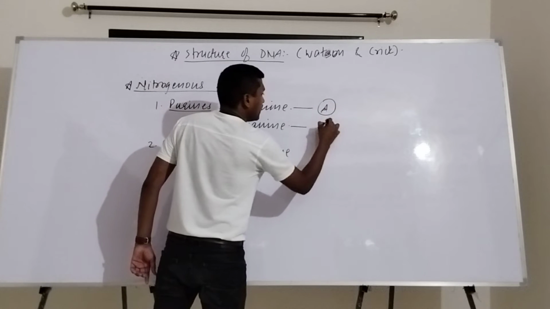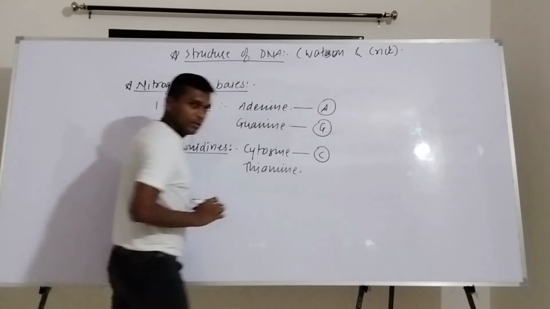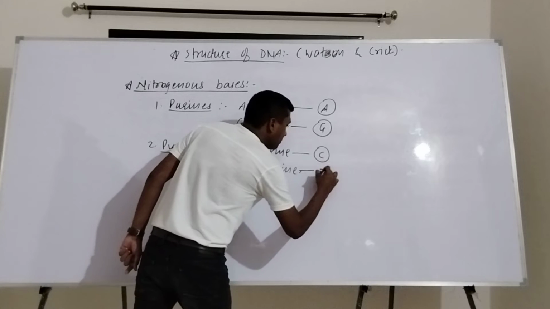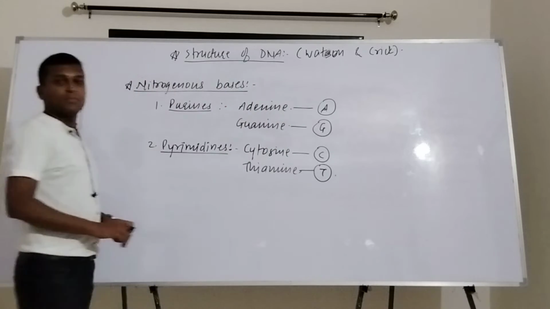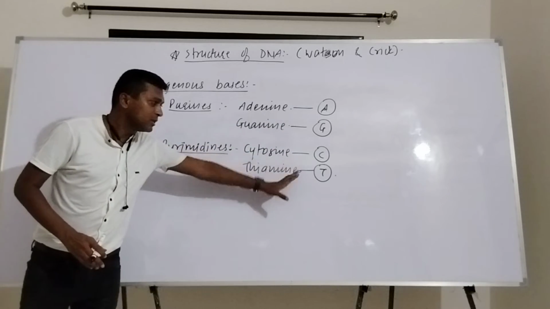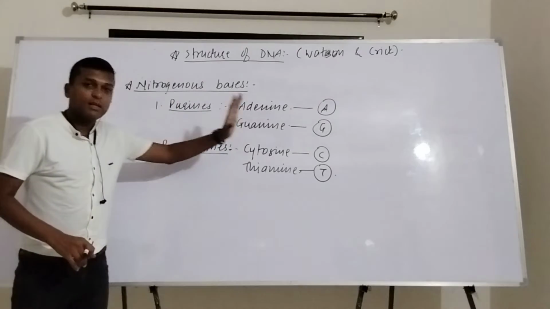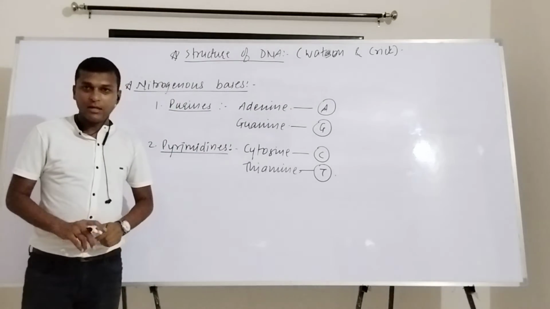Guanine, it can be represented as G. Cytosine, it can be represented as C. And thymine, it can be represented as T. So from here onward, we'll be considering only A, G, C and T. We'll not take their complete names. This is called the second component of the DNA.